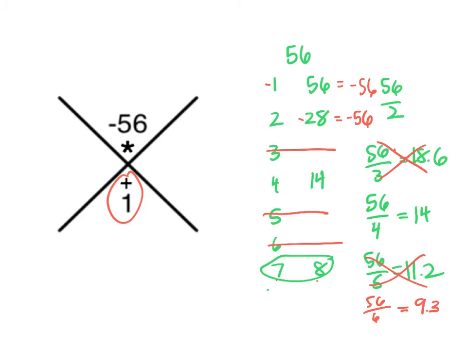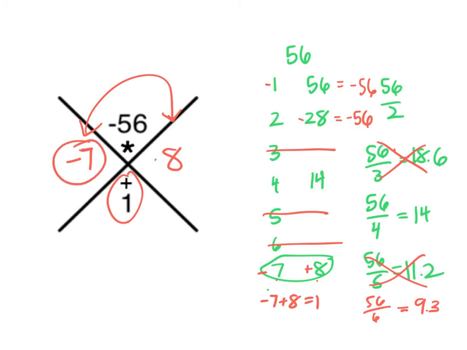I know there's one difference between those. And if I want to get a positive 1, I know 8 has to be positive and 7 has to be negative. Because when I do negative 7 plus 8, that gives me a positive 1. That means that my two factors are going to be negative 7 and 8. Again, you could flip-flop these two numbers. That would be the same, as long as 7 is always negative and 8 is always positive. That is your correct answer.